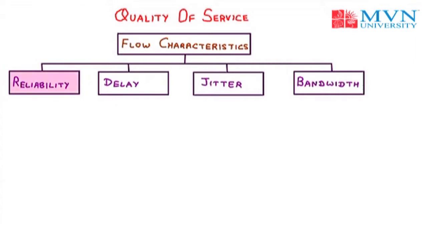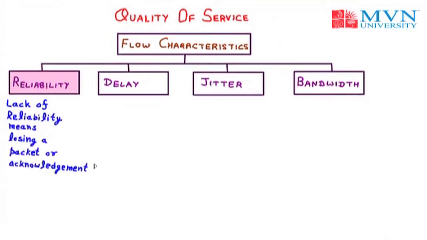Reliability is the most important issue in the flow characteristics because we have to see how reliable a connection is, or how reliably we can send the data. The lack of reliability means losing a packet or acknowledgement. Whenever a communication system loses packets many times, for example, a source is sending packets to the destination and the packet loss rate is very high, that means the reliability is very low. If the packet delivery rate is very high and the packet discarding rate is very low, that means the connection is reliable.